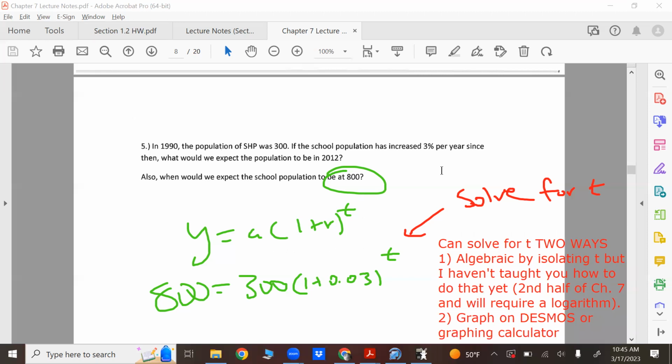Okay, I'm gonna do it in Desmos to make it easy for you guys. Okay, so here's how you do it in Desmos. Actually, I should do it in the graphic calculator. Let's do it in the graphic calculator.